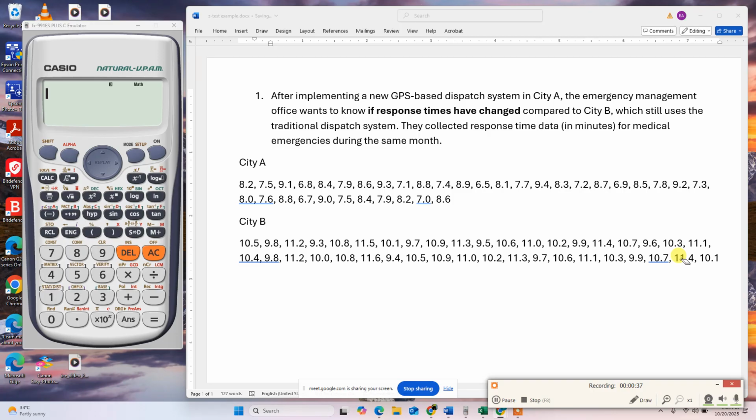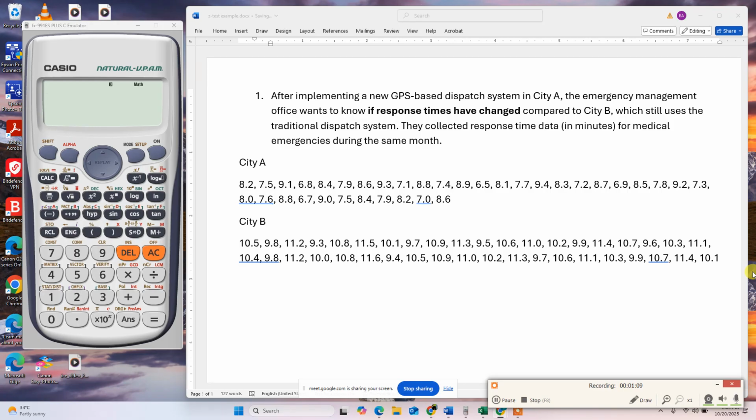Okay, so here we have the problem. After implementing a new GPS based dispatch system in City A, the Emergency Management Office wants to know if response times have changed compared to City B, which still uses the traditional dispatch system. They collected the response time in minutes for medical emergencies during the same month. So you have City A and City B.